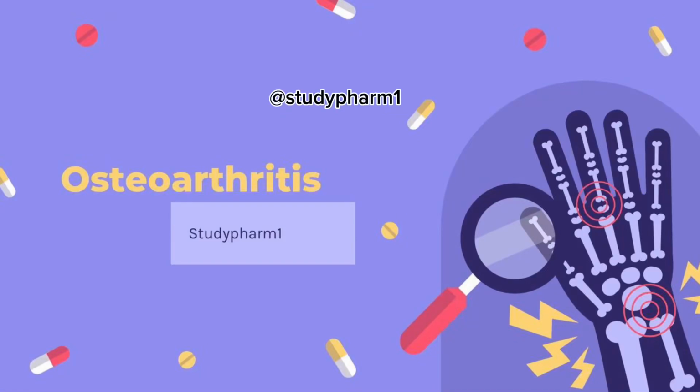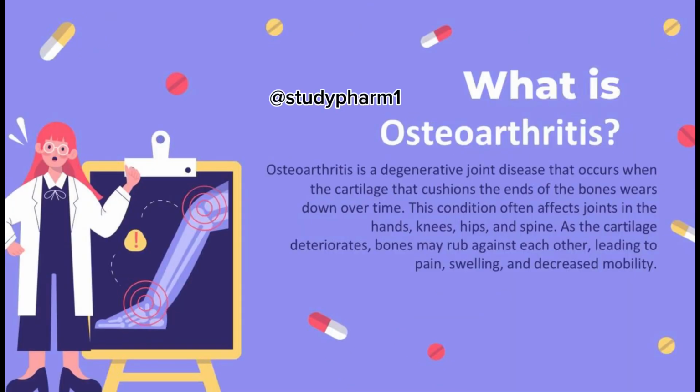What is osteoarthritis? Osteoarthritis is a degenerative joint disease that occurs when the cartilage that cushions the ends of the bones wears down over time. This condition often affects joints in the hands, knees, hips, and spine. As the cartilage deteriorates, bones may rub against each other, leading to pain, swelling, and decreased mobility.